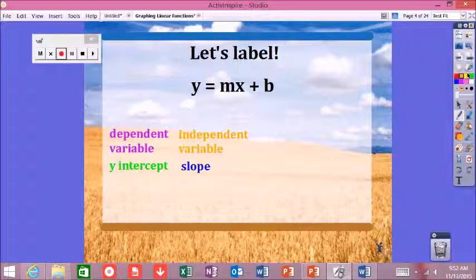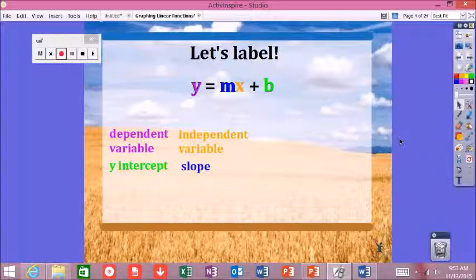So follow along with me as I label the equation. y equals mx plus b. The dependent variable is your y. The independent variable is your x. Again, remember, a dependent variable is your output and the independent variable is your input. b is the y-intercept and m is the slope.